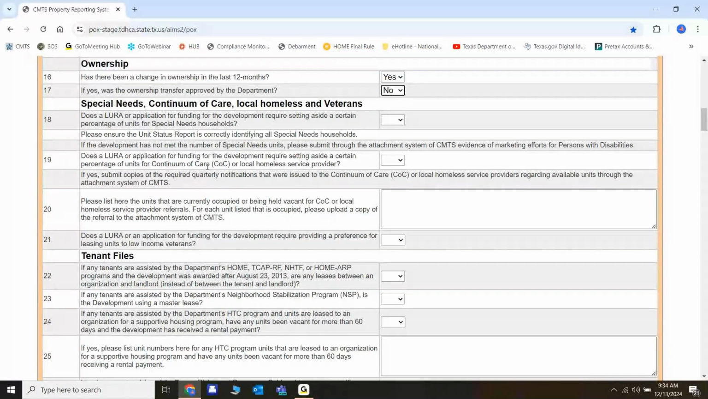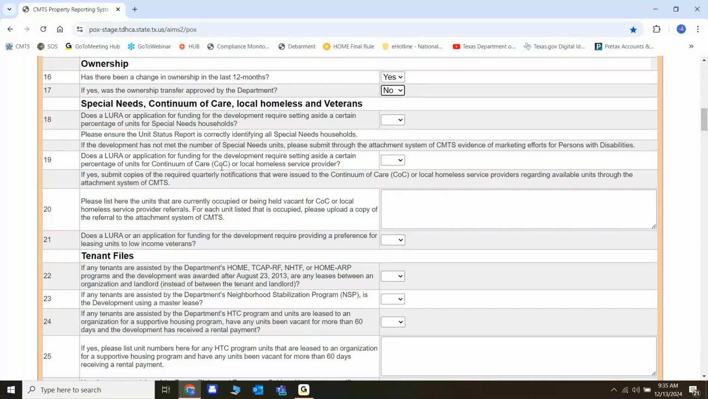So the first one is, does your land use restriction or application require you to have a certain number of units set aside for special needs housing? And remember, special needs housing is not your accessible units. Those are monitored by physical inspection. So your mobility and your visually impaired, those are monitored through physical inspections. This is your special needs households, the people living in your units, whether it is those accessible units or any other unit on your development. They don't have to be in the accessible units. They can be, but they don't have to be. That meets the definitions of special needs that is outlined in your land use restriction agreement.